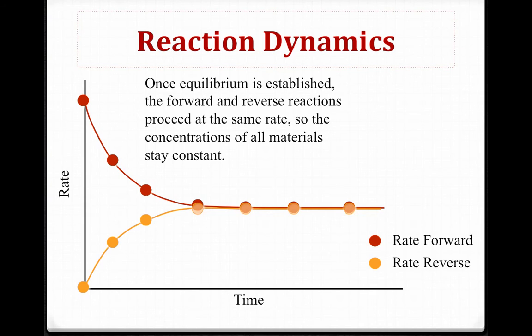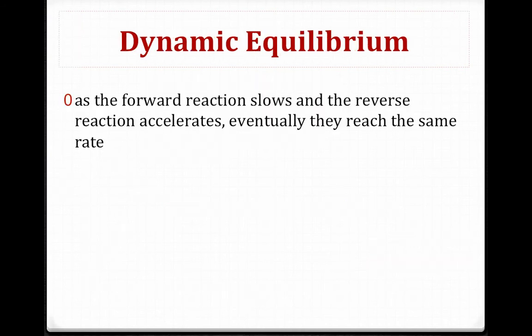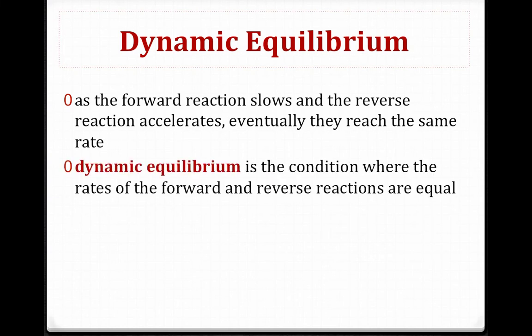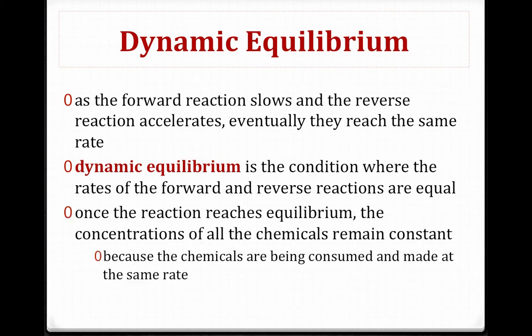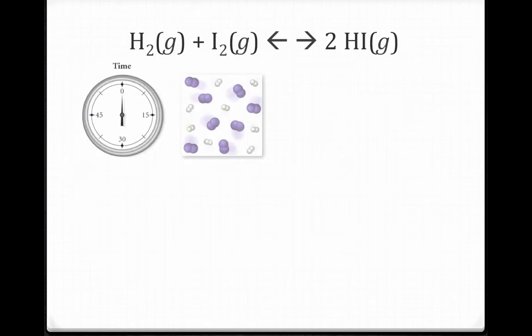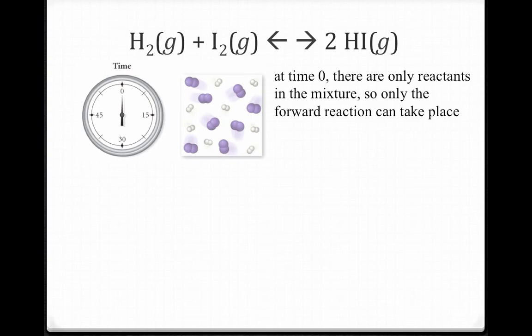Once equilibrium is established, the forward and reverse reactions proceed at the same rate, so the concentration of all materials stays constant, stays the same. As the forward reaction slows, the reverse accelerates and vice versa. Dynamic equilibrium is a condition where the rates of the forward and reverse reactions are equal. We use dynamic because it's moving. So if we think back to osmosis, the actual reaction never stops. It's the total change in concentration that remains the same. Once the reaction reaches equilibrium, the concentrations remain constant because everything's happening at the same rate.